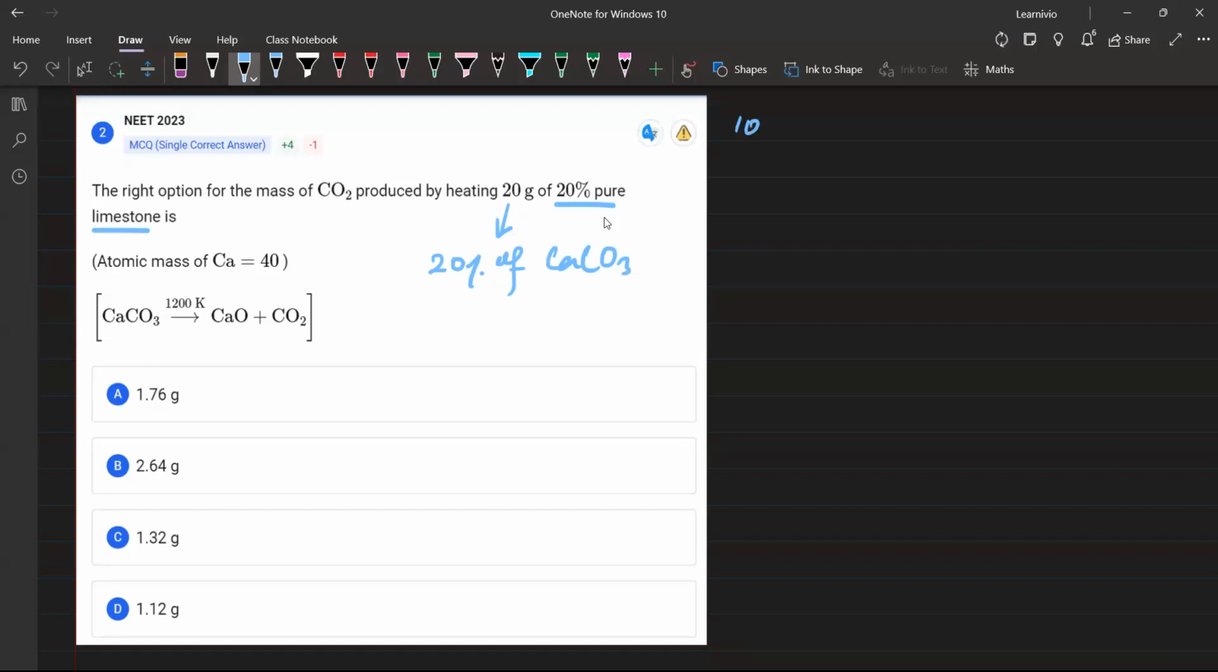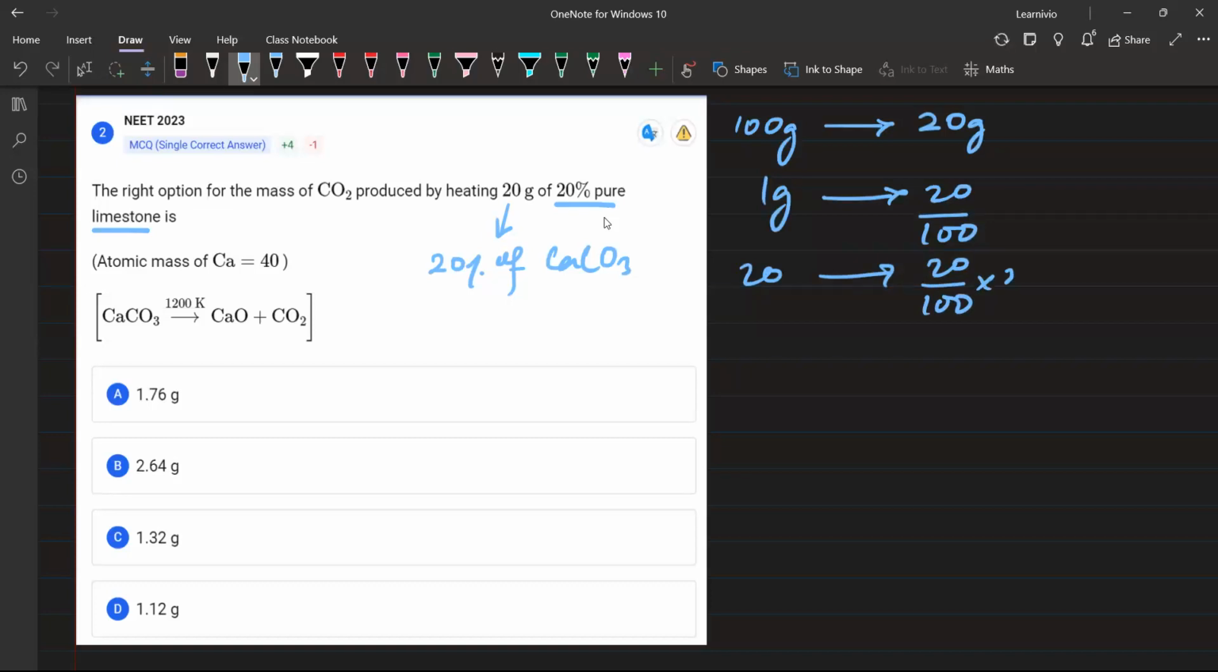20% pure limestone, you can easily calculate like this: in 100 grams, you have 20 grams. In 1 gram, you have 20/100. So in 20 grams, you have 20/100 multiplied by 20. The zero can cancel and you will get 4 grams. So the effective amount of CaCO3 that you have is only 4 grams.